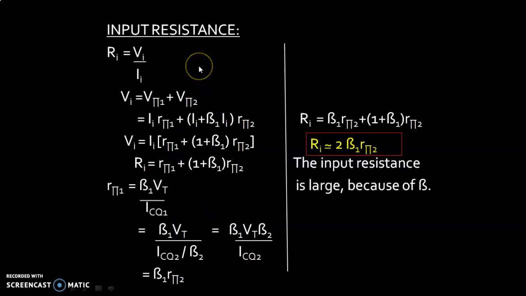And now let us see the input resistance. Input resistance Ri is equal to Vi by Ii. Vi is equal to Vπ1 plus Vπ2. And substituting the values we found in the previous slide and approximating, we get Ri is equal to 2 beta1 Rπ2. That is, the input resistance is large because of beta.